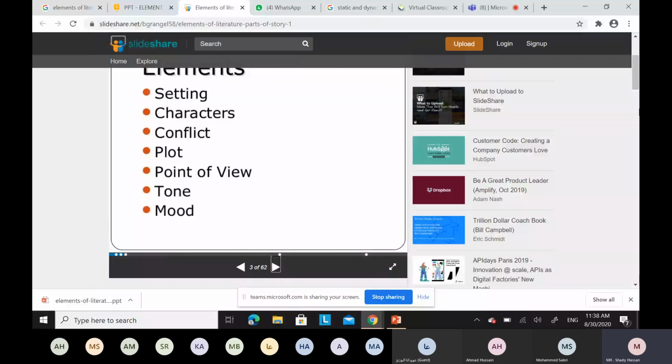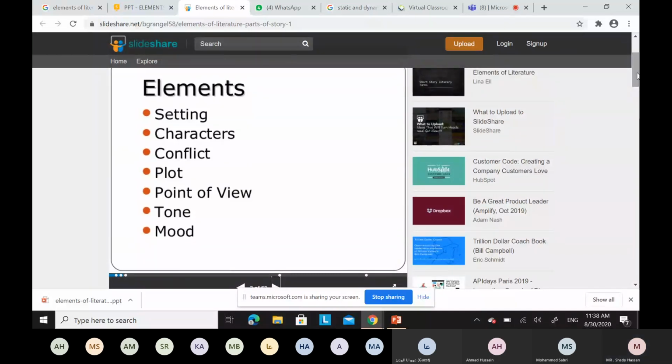So let's sum up again what we have said. We mentioned some elements: the setting, the characters, the conflict, the plot, the point of view, the tone, and the mood.